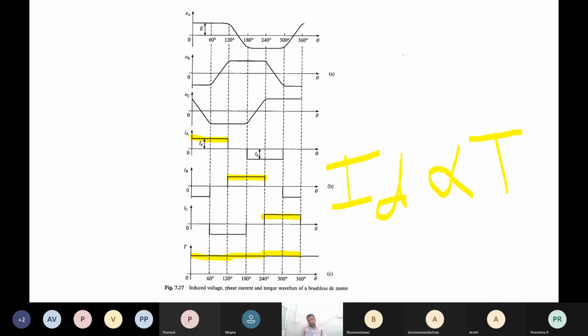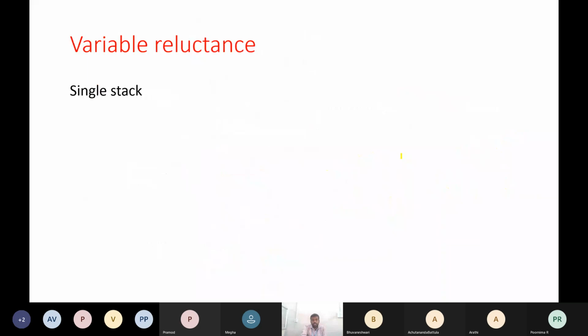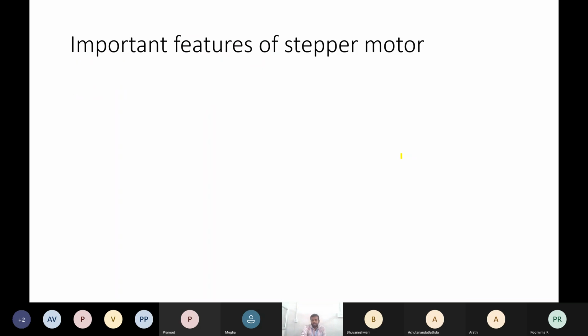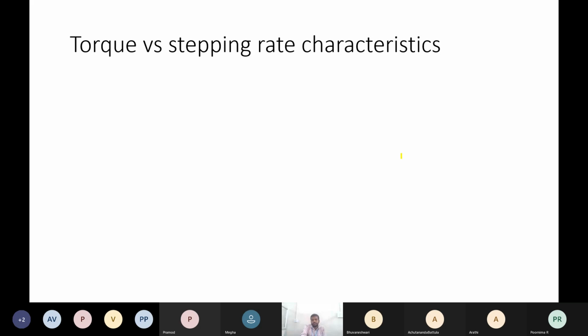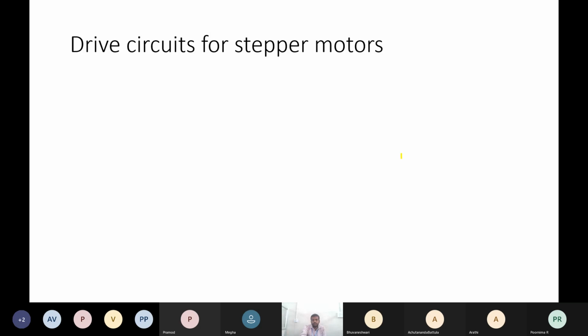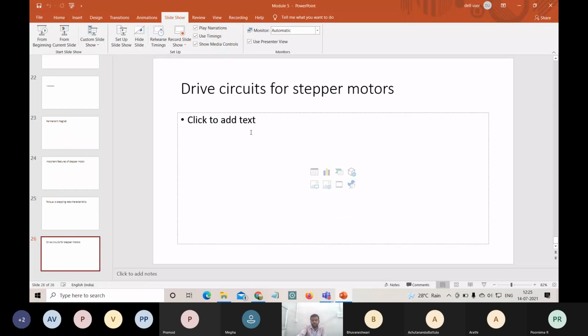And in the next session we will discuss stepper motors. Okay, what is meant by a stepper motor? What is the variable reluctance? In the variable reluctance we will have single stack, multi-stack, then permanent magnet, then what are the important features of our stepper motor, and the torque and stepping rate factors, characteristics. Finally, the drive circuits, what are the different drive circuits in our stepper motor. So that we will discuss in the next sessions.